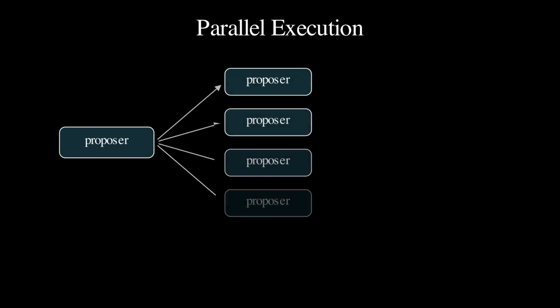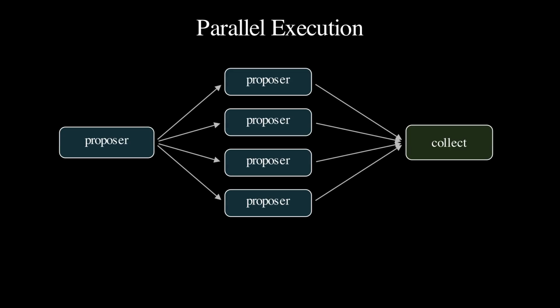Some operations do not depend on each other. Several proposers can generate candidates at the same time, or a critic can score one batch while the next is still being produced. Parallel execution runs these independent operations concurrently and cuts the wall clock time of a run.